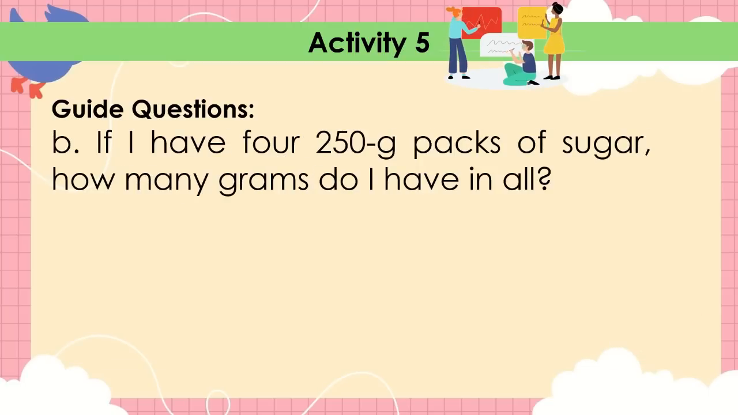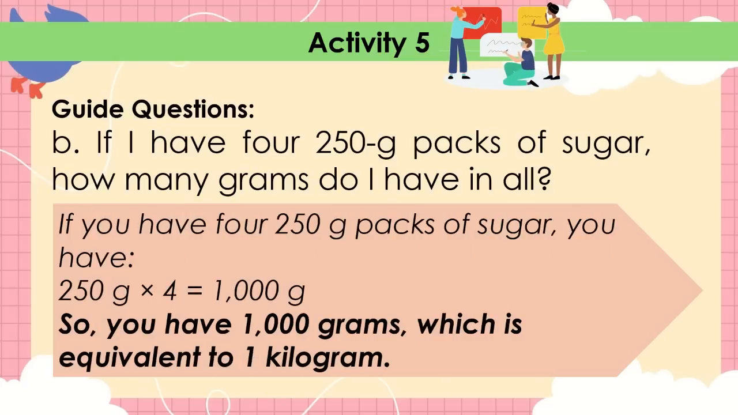If I have 4 250 gram packs of sugar, how many grams do I have in all? Exactly. If you have 4 250 gram packs of sugar, you have 250 gram times 4 equals 1000 gram. So you have 1000 grams, which is equivalent to 1 kilogram.